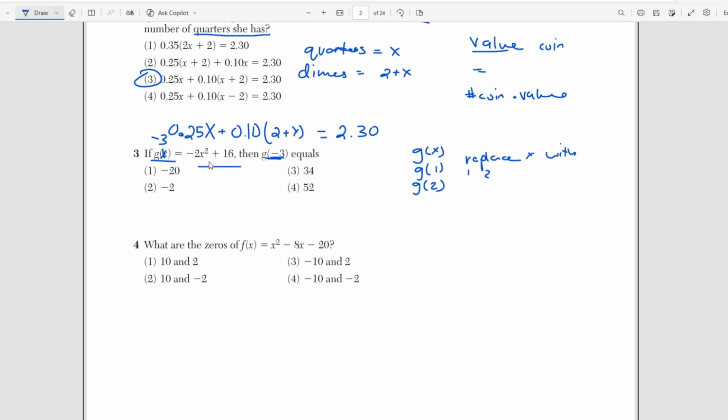Wherever you see an x, replace it with negative 3. Or plug in negative 3, okay? Same thing. So here I have negative 2 times x, which we know is negative 3, and it's x squared, so that's negative 3 squared, plus 16.